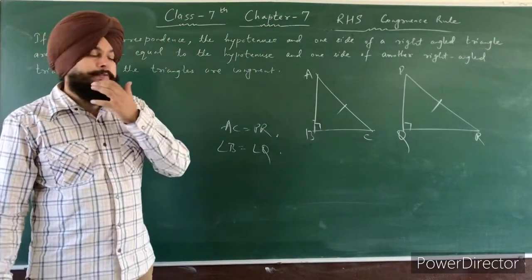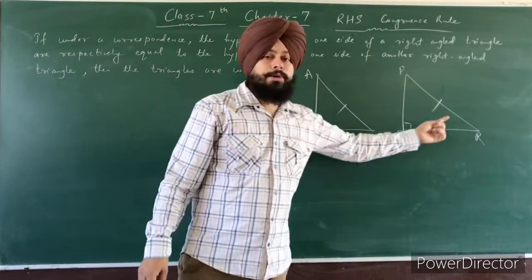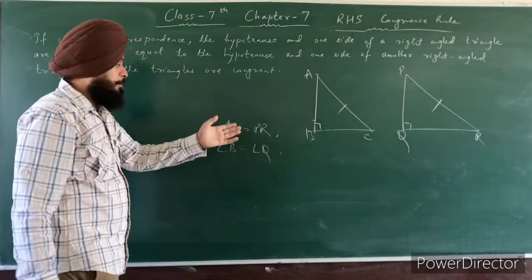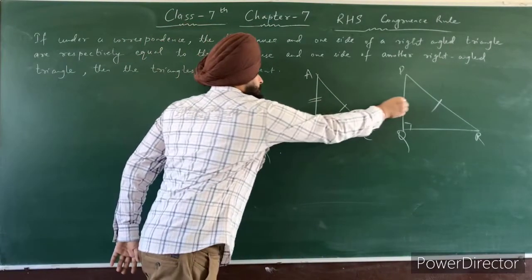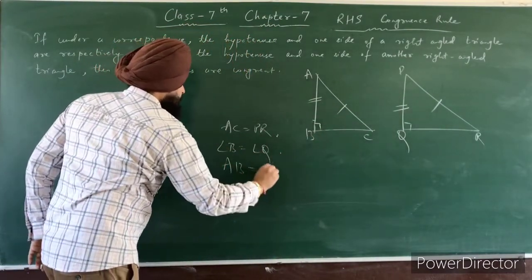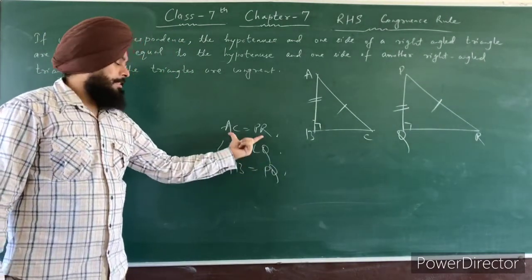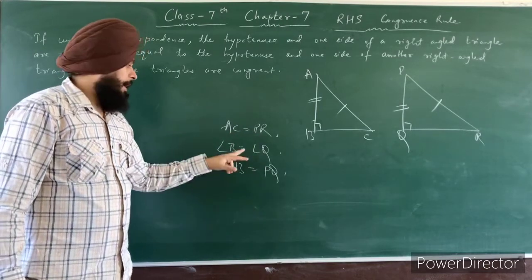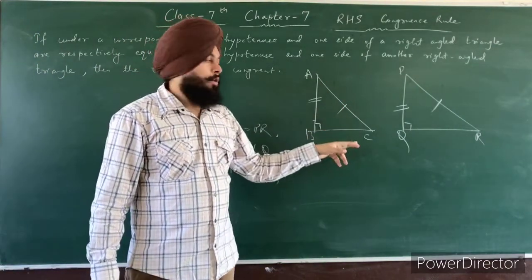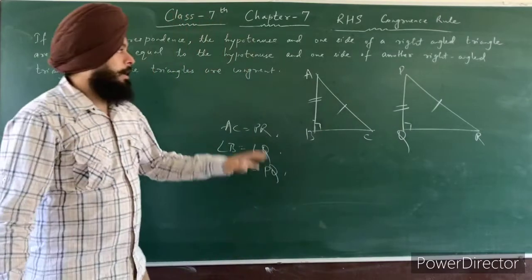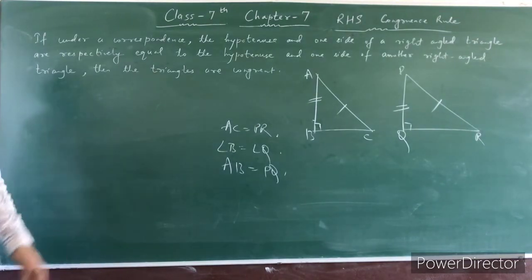And for the third one, you have to take any side. Either you can take AB equal to PQ or you can take BC equal to QR, other than the hypotenuse, because the hypotenuse is already equal. So I will write here side AB is equal to PQ. So this is the right angle, this is the hypotenuse, and this is the side. So by RHS, triangle ABC is congruent to triangle PQR. So this is your last congruence rule, which is the RHS congruence rule. Alright, so now let's start the example.